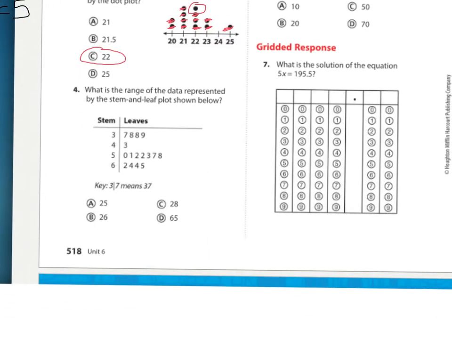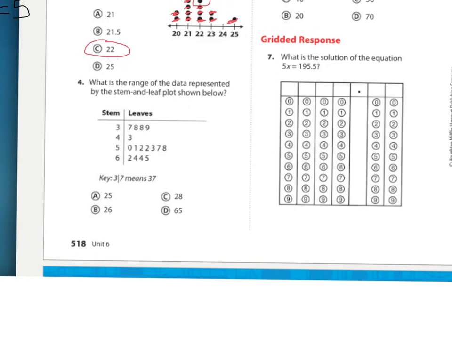Number 4. What is the range of the data represented by the stem and leaf plot shown below? My smallest number is 37. My biggest number, some of you thought was 62. It's 65. 65 minus 37 is 28.